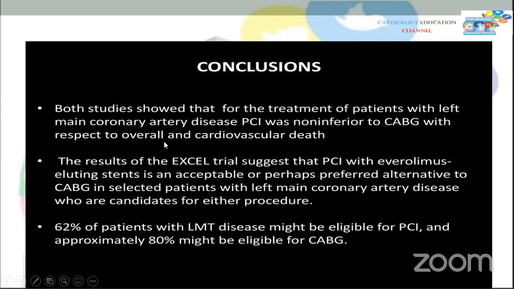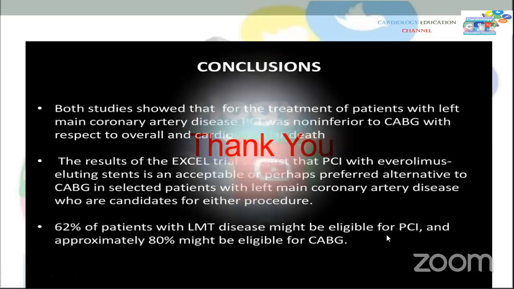What we can conclude from here is that both studies showed that for treatment of patients with left main, PCI was non-inferior to CABG with respect to overall and cardiovascular death. And this agreed even with the older studies versus the Taxus stent. The result of the EXCEL suggests that PCI with the Xience is an acceptable, sometimes preferred, alternative, as the heart team discussed, to CABG in selected patients. Two-thirds of the patients with left main disease may be eligible for PCI, the first and the second tertile, and approximately 80% may be eligible for CABG because all tertiles would be eligible for CABG.